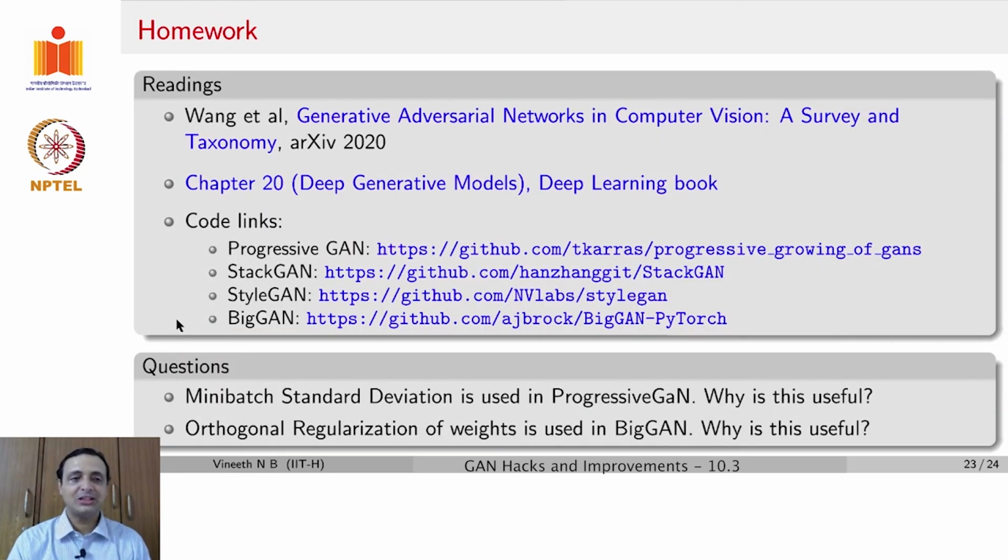Your homework for this lecture is to go through this excellent survey of GANs that was recently released, chapter 20 of the deep learning book, and here are the code links for most of the GANs discussed in this lecture if you'd like to see them and try them out. The questions that we left behind are: why is mini batch standard deviation used in progressive GAN? And why is orthogonal regularization used in BigGAN? Think about it and we'll discuss the next time.